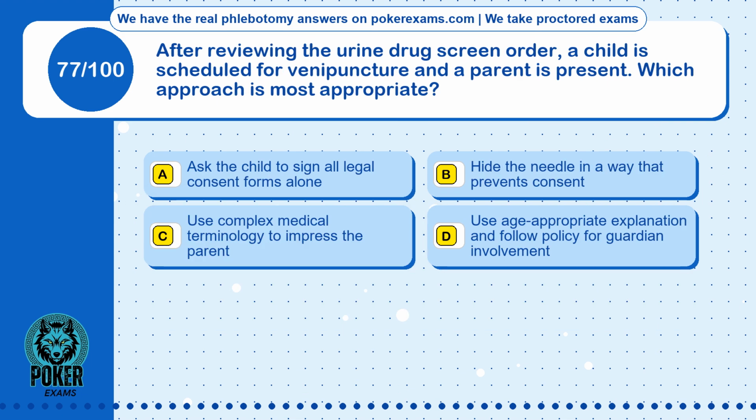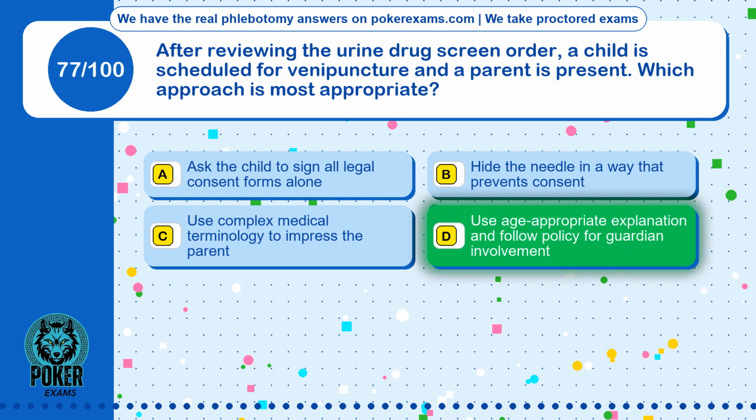Question 77. After reviewing the urine drug screen order, a child is scheduled for venipuncture and a parent is present. Which approach is most appropriate? Option A. Ask the child to sign all legal consent forms alone. Option B. Hide the needle in a way that prevents consent. Option C. Use complex medical terminology to impress the parent. Option D. Use age-appropriate explanation and follow policy for guardian involvement.